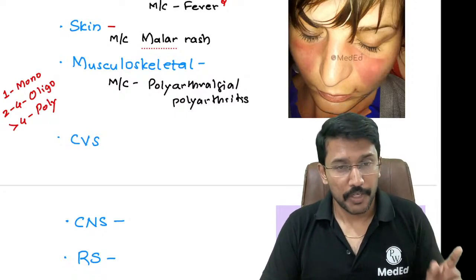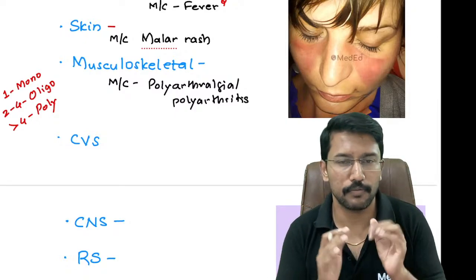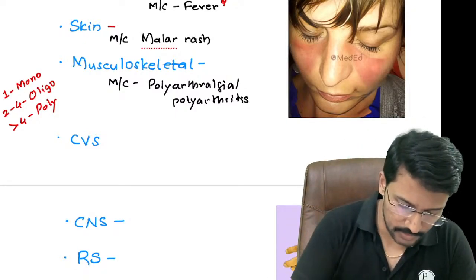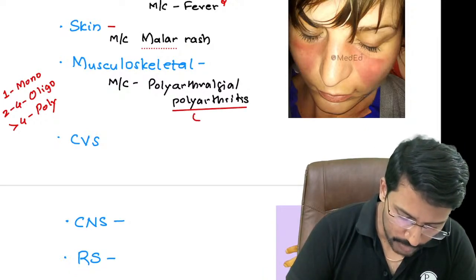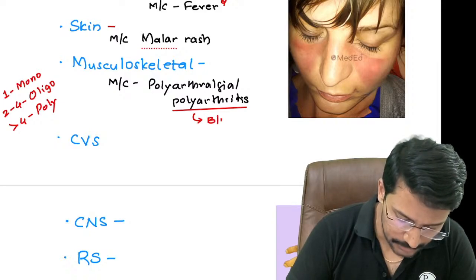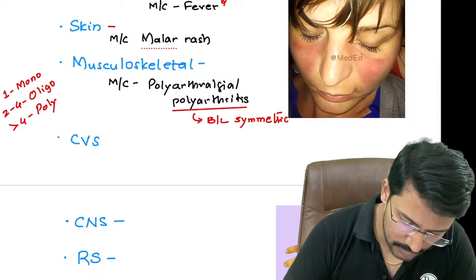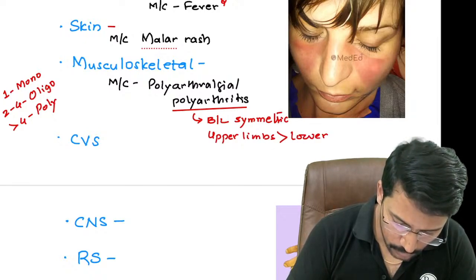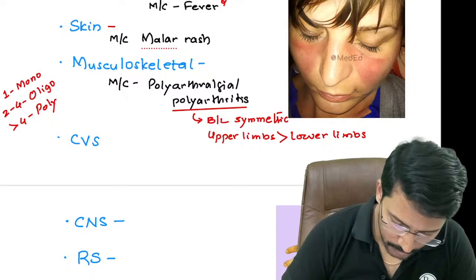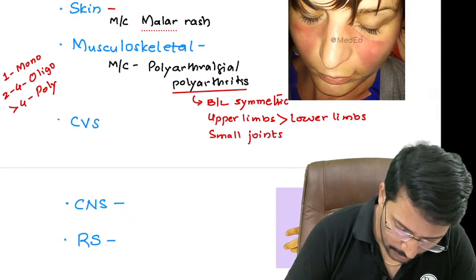Okay. So patients with polyarthritis, can you give me one more example where you have polyarthritis? I will describe this polyarthritis. The polyarthritis that we see in SLE, right? The polyarthritis that we see in SLE is bilaterally symmetric. It affects the upper limbs more than the lower limbs. It affects small joints of the hands more than the large joints.